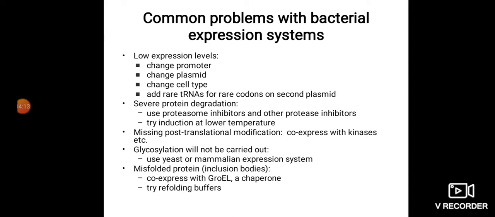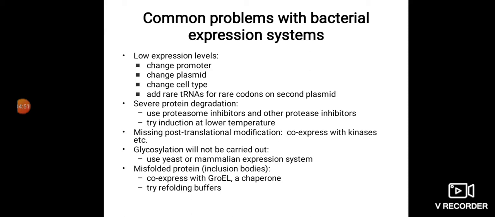They are using it, and they are even trying to induce low temperatures. And there is again the problem of missing post-translational modification, a very important restriction in the expression of eukaryotic proteins in a prokaryotic system. Glycosylation again is a difficult process in a prokaryotic system. To solve this, whenever a highly glycosylated protein needs to be synthesized, people go for yeast or mammalian systems.